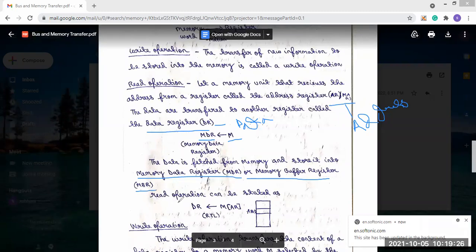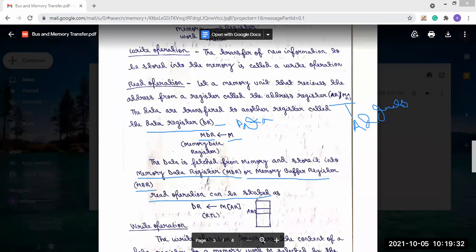Now, the read operation can be stated like this. Let's say with a diagram, there is the memory, and in this memory this address register holds the address of a particular location. This address register is doing what? It is holding a particular address in the memory, and in this particular address, let's say a data is stored, let's say that is 10. So this data 10 is stored at a particular address of the memory.